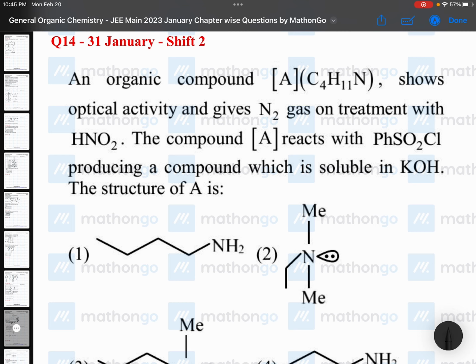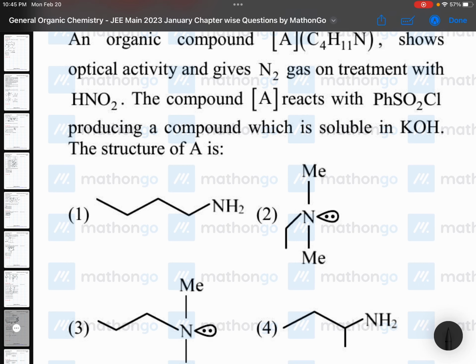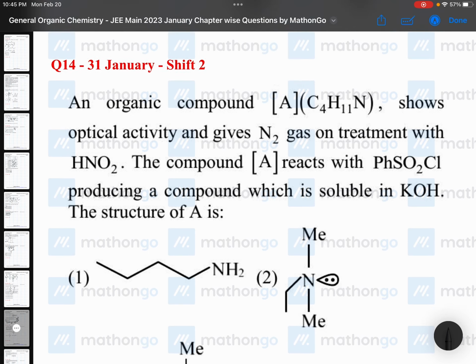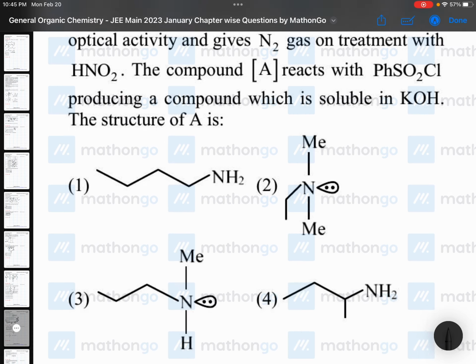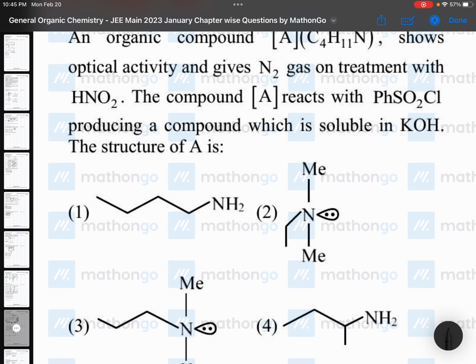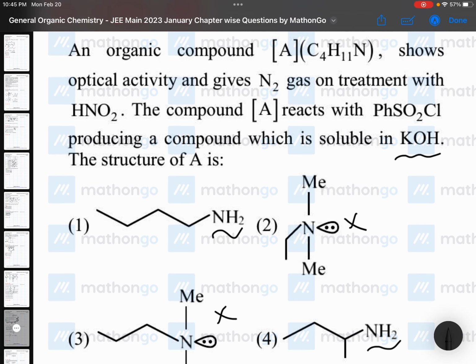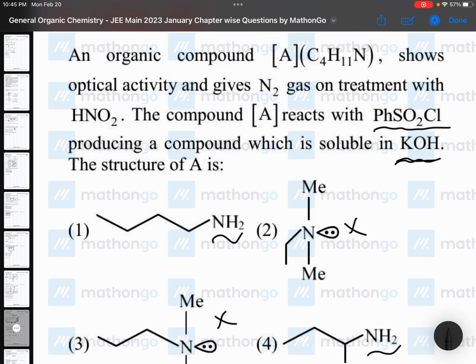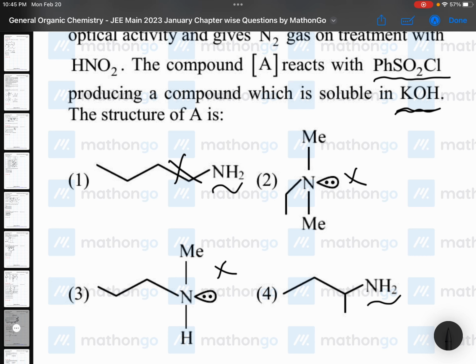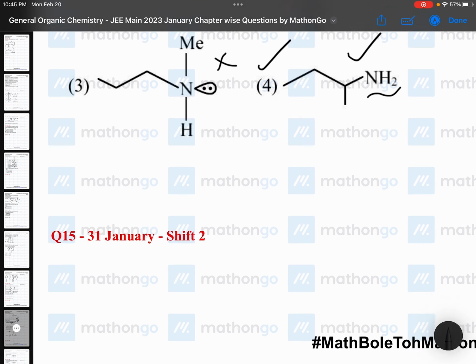An organic compound C4H11N shows optical activity and gives N2 gas on treatment with HNO2. The compound A reacts with PhSO2Cl producing a compound which is soluble in KOH. The structure of A is? It is soluble in KOH, so it must be a primary amine. So these two are gone. With this one, primary amine is confirmed. It shows optical activity. This one is not optically active, only this one is, so the answer is this one. Very simple question.